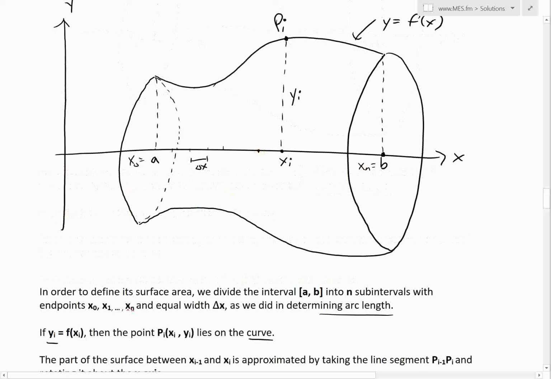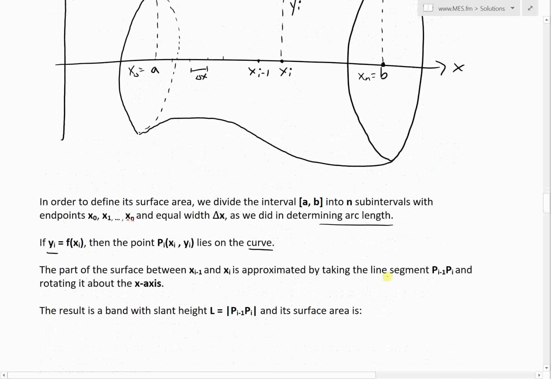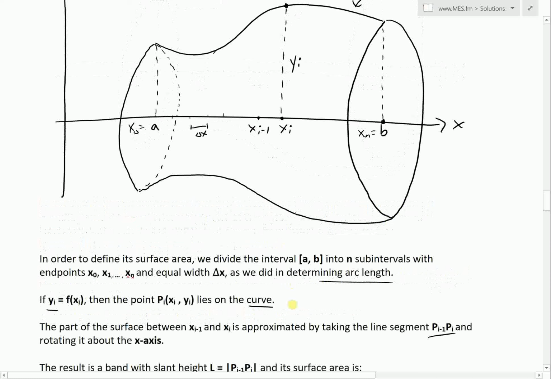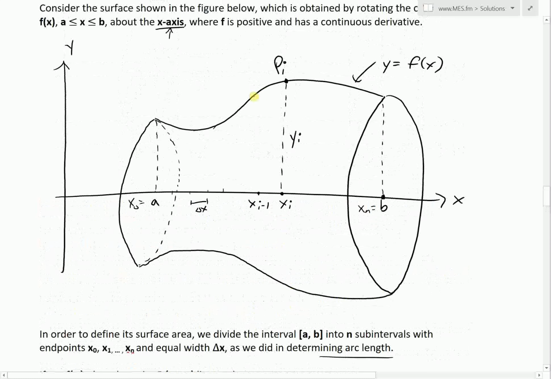Let's just move back one subinterval, so we move over to here. This is xi minus 1. It is approximated by taking the line segment pi minus 1 to pi. So this is the line segment, that's how you would write it, point 1, point 2, and basically rotating it about the x-axis right here. So if this is xi minus 1, then likewise, if we draw it across, we would get to here. This is our pi minus 1.